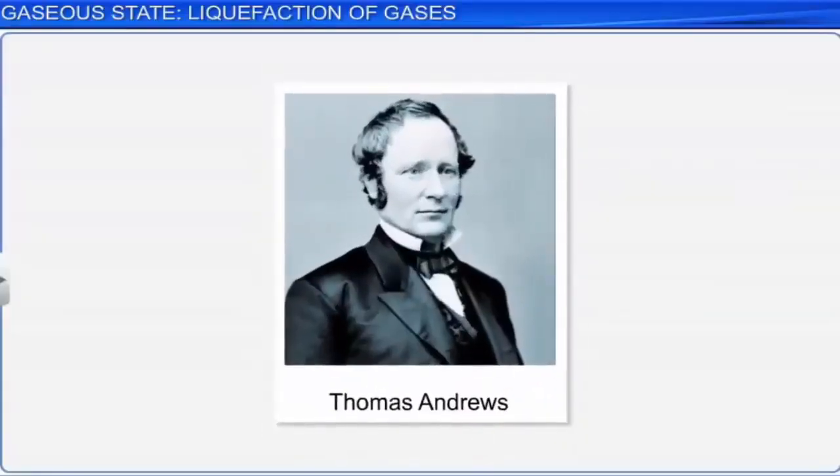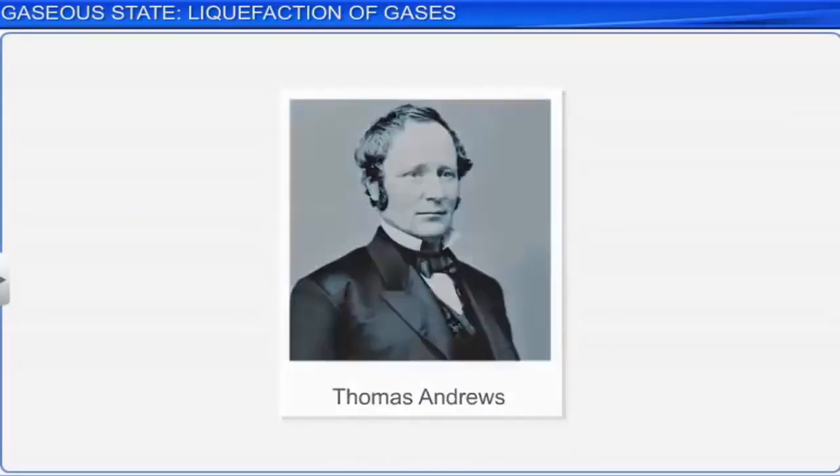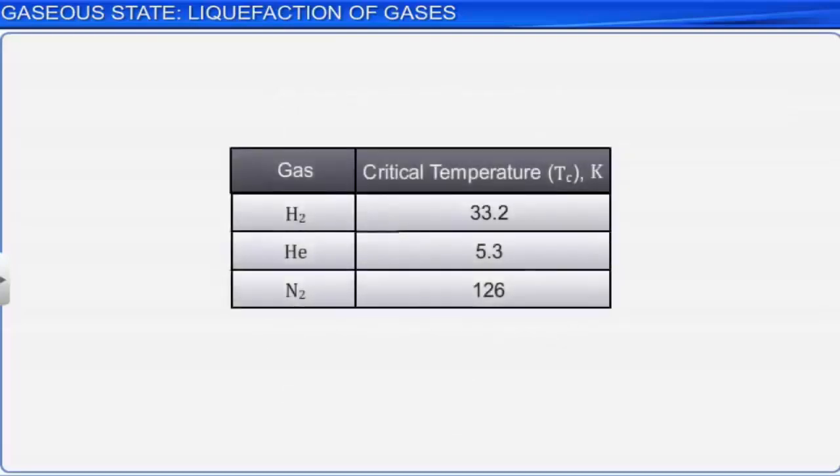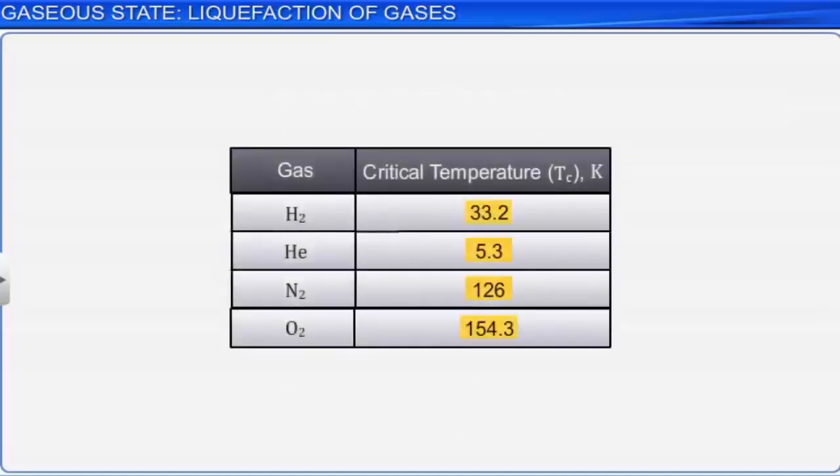Hydrogen, helium, and oxygen are examples of permanent gases. Irish scientist Thomas Andrews studied the pressure and temperature conditions of liquefaction of several gases. He established that for every gas there is a particular temperature beyond which, no matter how high the pressure applied, a gas cannot be liquefied. This temperature is known as critical temperature.